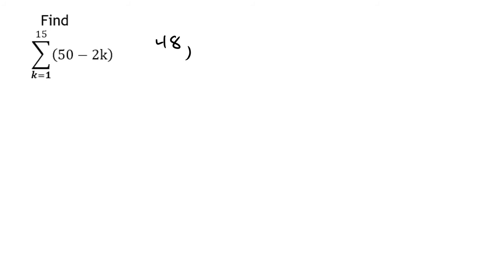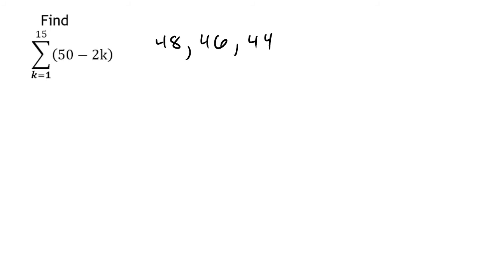50 minus 4 is 46, and when k is 3, I've got 50 minus 6, which would be 44. So you can see that this is indeed decreasing by 2 each time, so I have a common difference of negative 2, going down by 2 each time.